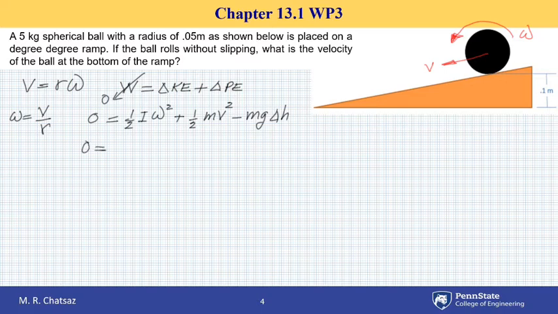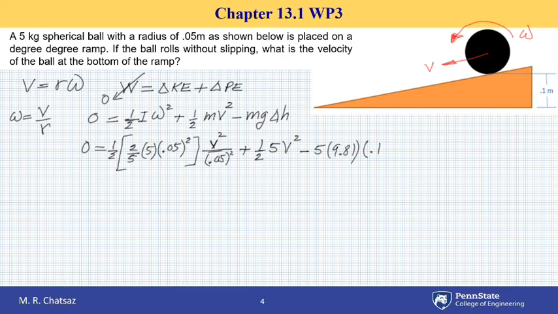Then continuing with numerical equations, I have 1/2 I. Recall that I for a spherical ball is 2/5 of m r squared, so I have 2/5 of mass, which is 5, radius, which is 0.05 squared, 1/2 I times omega squared, but omega is v over r, so I have v squared over r squared. I can plug in for r, which is 0.05 squared, plus 1/2 mass of 5 kilograms times v squared, minus mg delta h, where delta h is 0.1 meters.